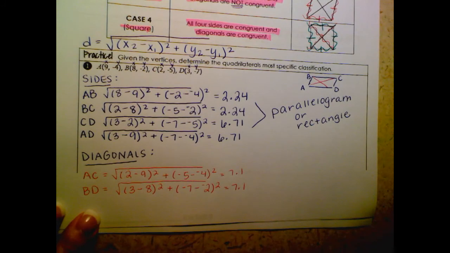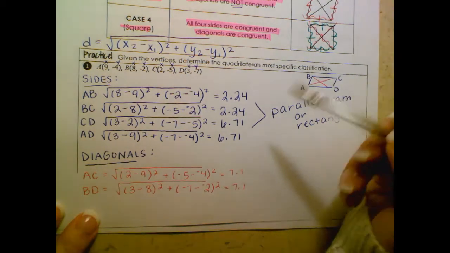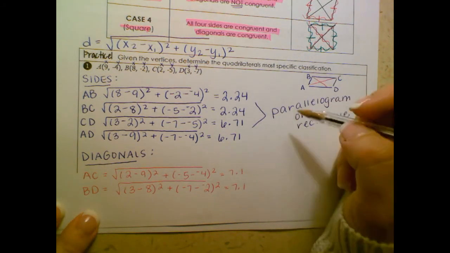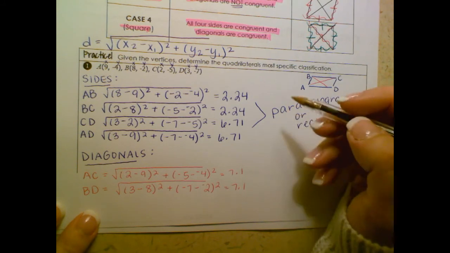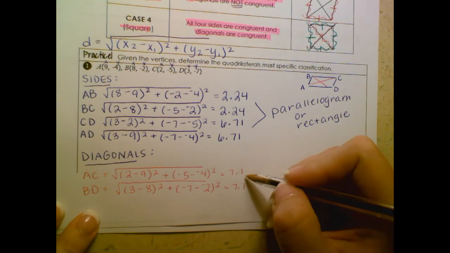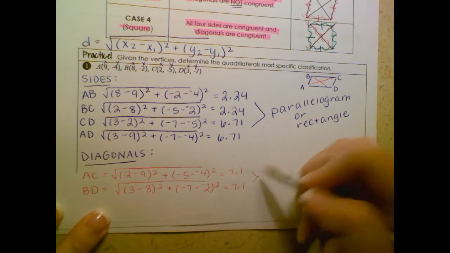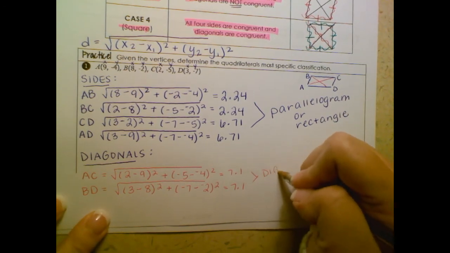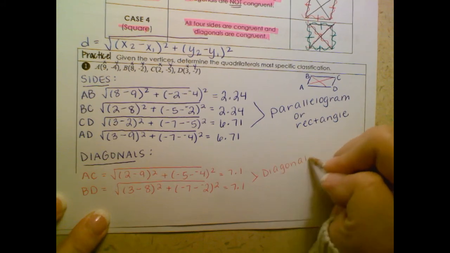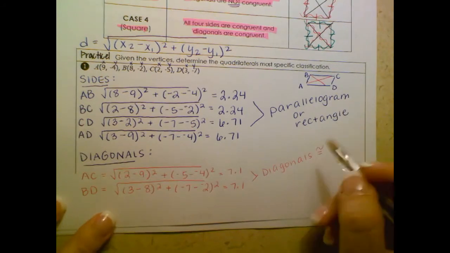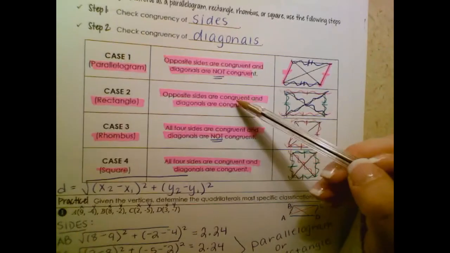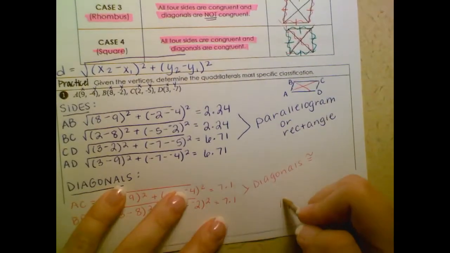So looking at the sides, I have opposite sides that are congruent. My diagonals are also congruent. So diagonals congruent, opposite sides congruent. I'm going to look up here, opposite sides congruent, diagonals congruent. So this is a rectangle.